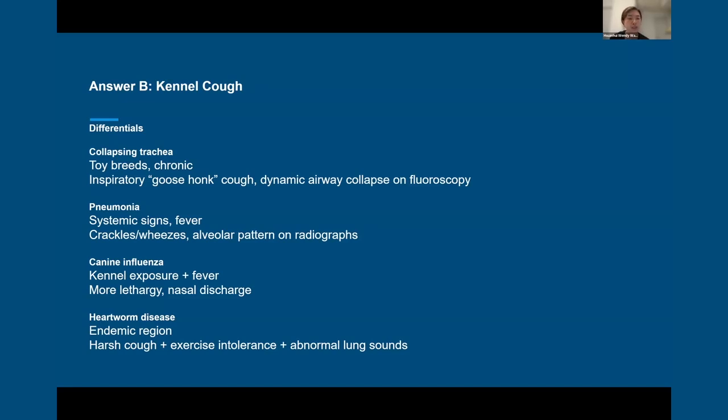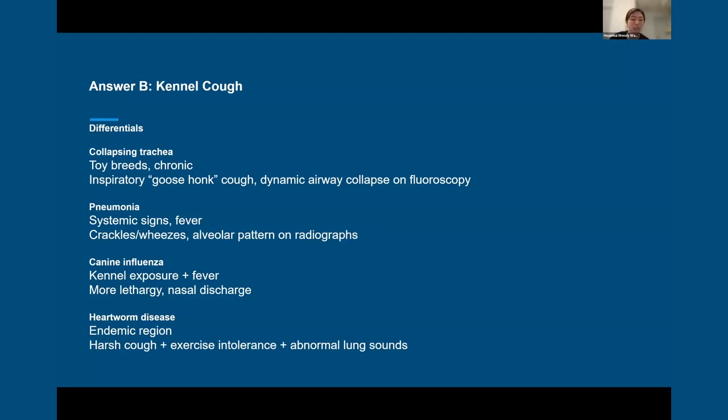So signalment wise, it's less likely that a 2-year-old, otherwise young and healthy mixed breed is going to have a collapsing trachea issue. Pneumonia often will have systemic signs such as fever, lethargy, and we're going to hear some crackles and wheezes upon auscultation of the chest cavity. And on the radiographs, we're often going to see alveolar patterns. Canine influenza, we'll often see a fever and more nasal discharge or more lethargy, but it seems like our patient there did not have any of those signs.